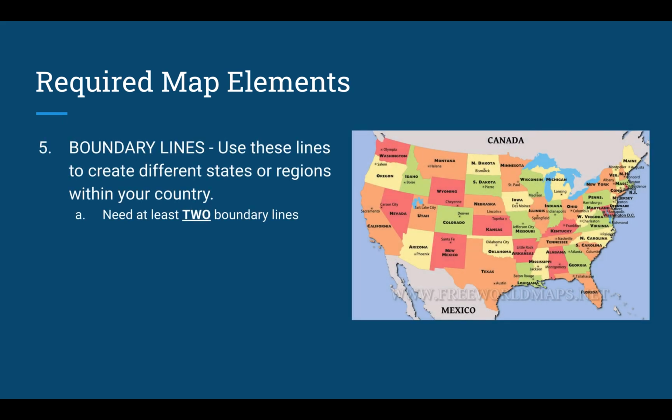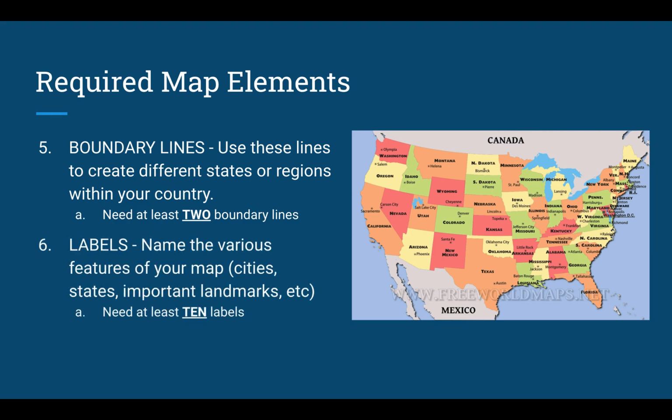Boundary lines. You need at least 2 boundary lines showing different states or regions or areas within your country. Obviously, this map has a ton of boundary lines because the United States has 50 states. Depending on what you want to do with your map, you have that option. But all we're asking is at least 2 boundary lines and make sure they're clear. How are you going to make sure they're clear? Probably using your map key.